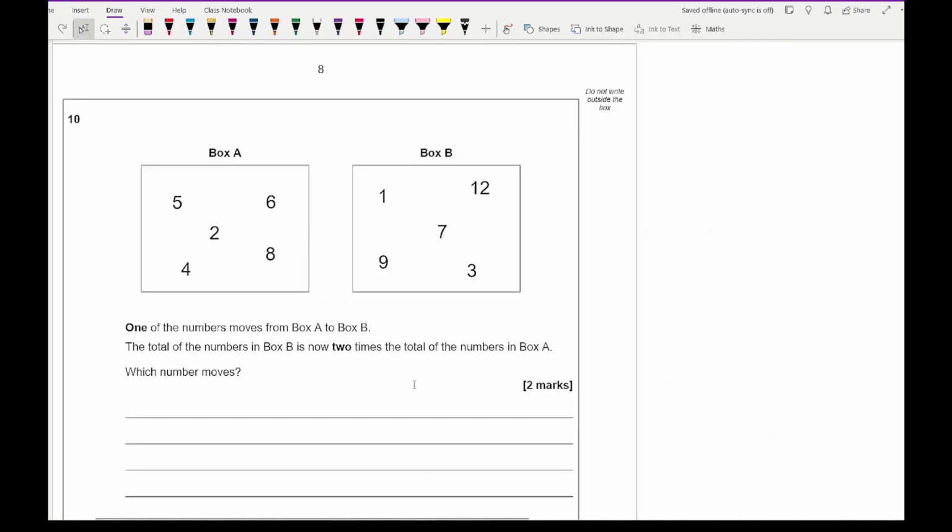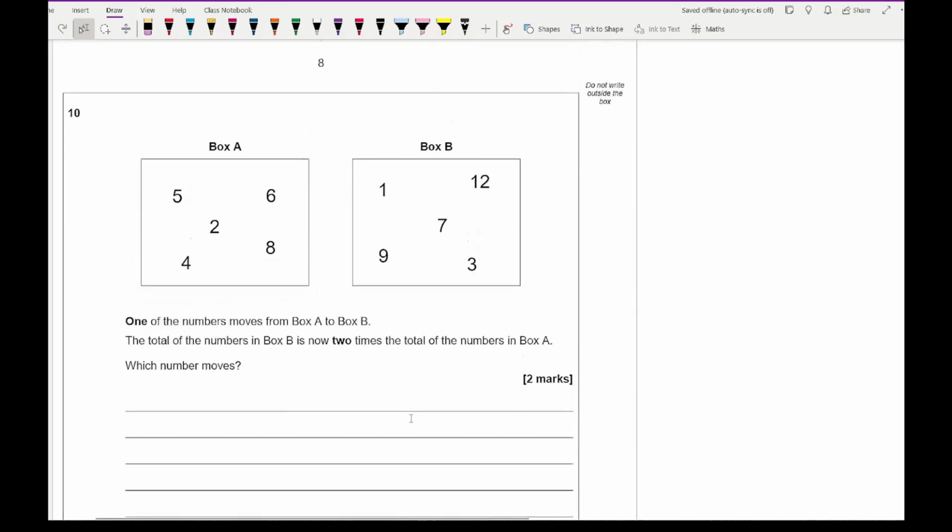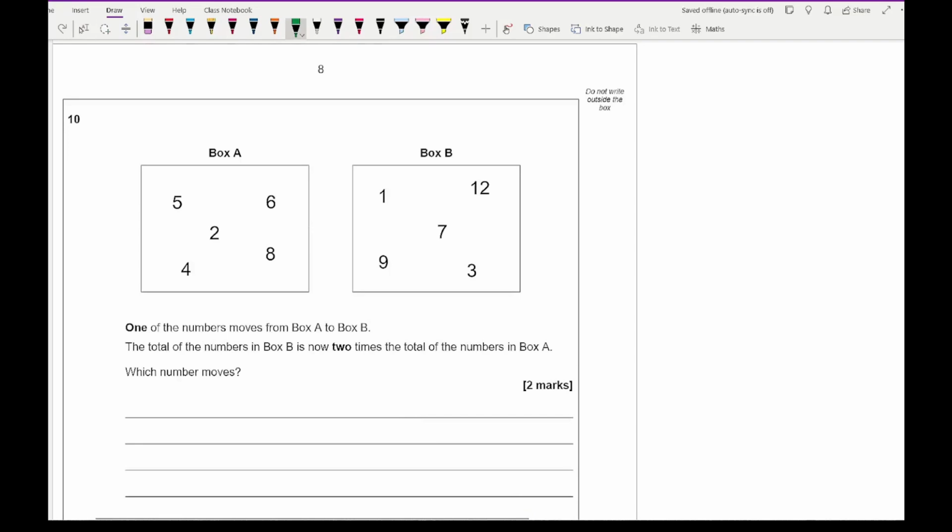And there we go. To question 10, it says one of the numbers moves from box A to box B. The total of the numbers in box B is now 2 times the total in box A. Which number moves? There are a couple of ways we could do this question. First, add up the numbers in each box. In box A, the total is 5 plus 4 plus 2 plus 8 plus 6, which is 25, and the total in box B is 1 plus 9 plus 7 plus 3 plus 12, which is 32.